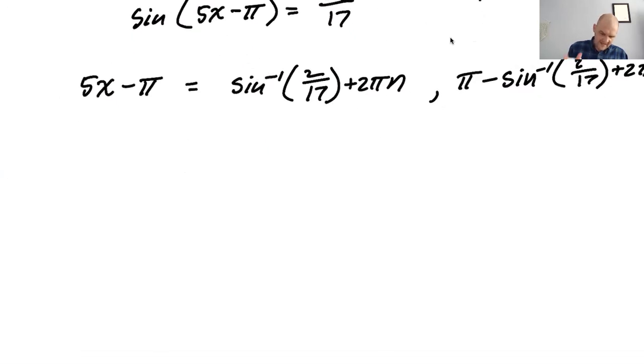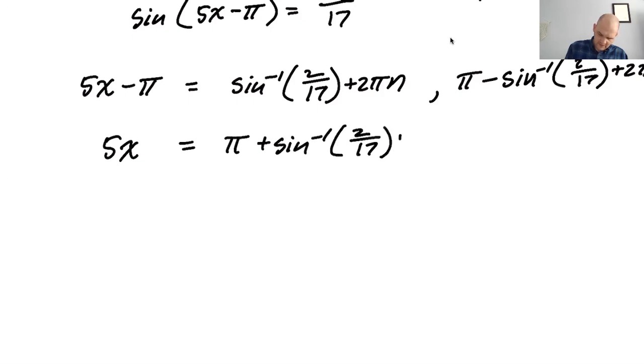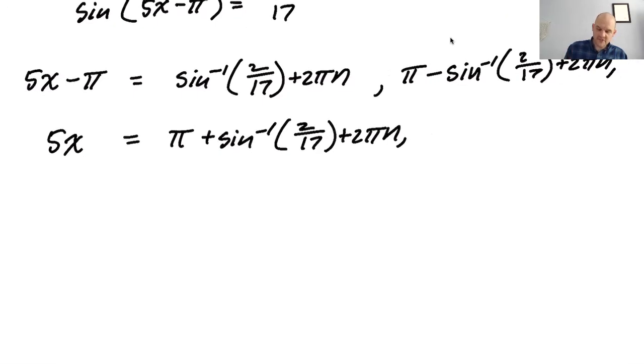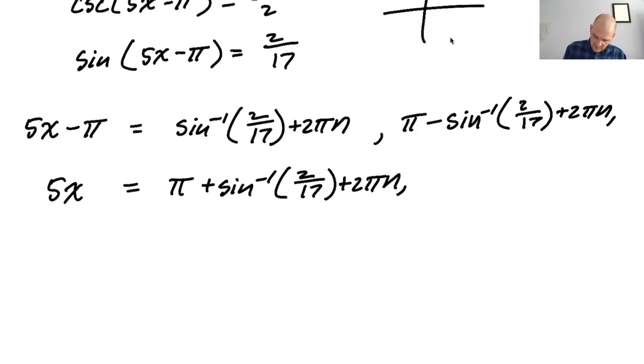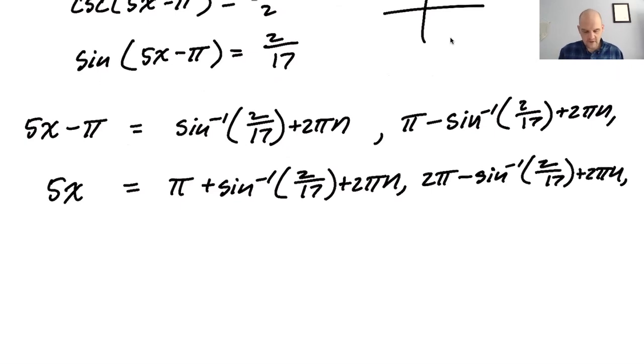So we need to add pi. There's not really anything to combine it with all that much, and then divide by 5. I'm going to do it in 2 steps because one of them is a little weird. Pi plus, so I put it in the front, I don't have a valid reason for that, it's preference. I'm going to add pi. So this one's going to be weird. Here we're going to get 2 pi, because I'm adding pi, minus sine inverse of 2/17 plus 2 pi n. This is inefficient. It's not wrong, it's just inefficient.